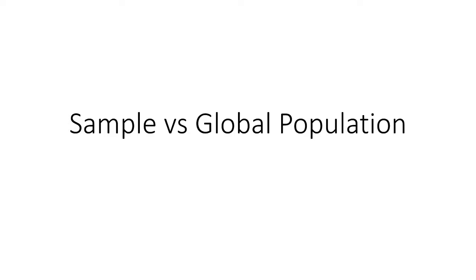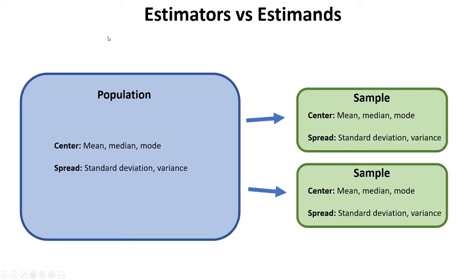Okay, so in this section of the module, we're going to talk about sample versus global population. In the last mini lecture, we learned about the different ways we can describe a population: the center, the mean, the median, the mode, the spread, the standard deviation, and the variance. But for all of those, we were talking about the population parameters. But most of the time, you're not going to end up working with populations. You're going to end up working with samples that you draw from that population.